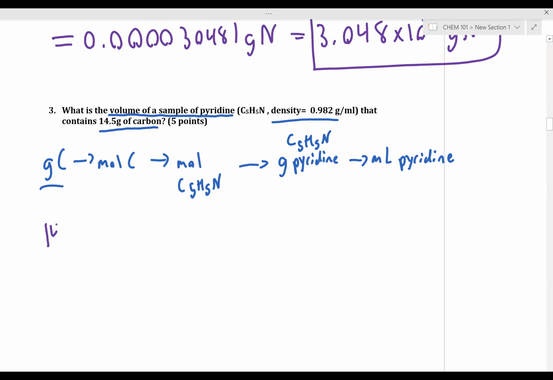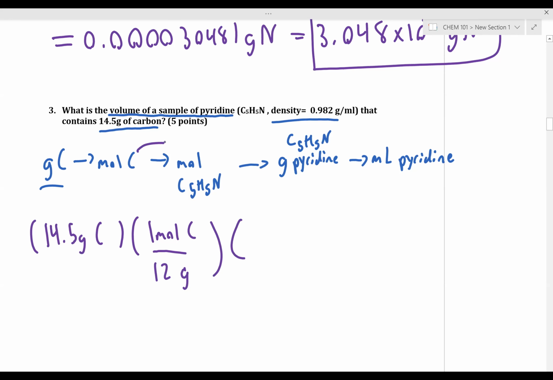So starting off with 14.5 grams of carbon. In 1 mole of carbon, we have how many grams? 12, yep. Okay, if we're going from moles of carbon to moles of pyridine, what units need to be on top? Moles of pyridine, exactly. And in 1 mole of pyridine, C5H5N, we have how many moles of carbon? 5, exactly. You see 5 moles of carbon because it's C5H5N.